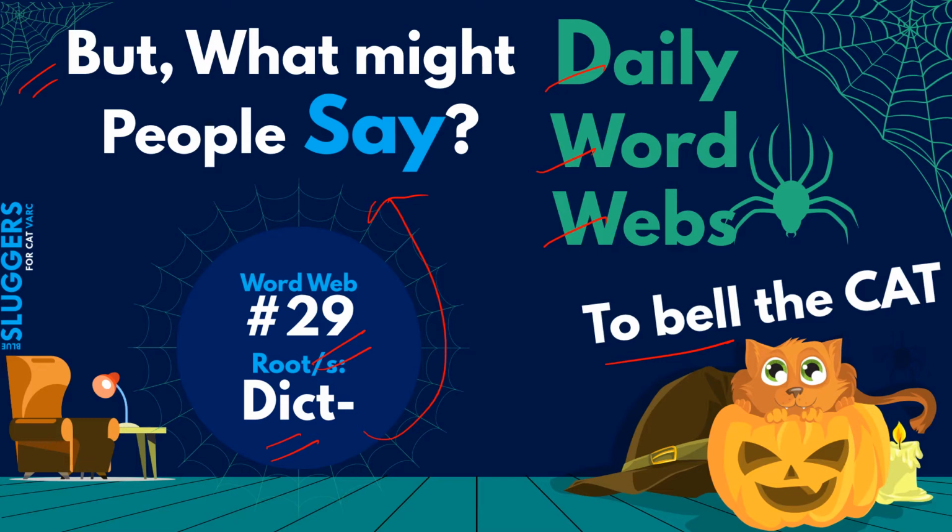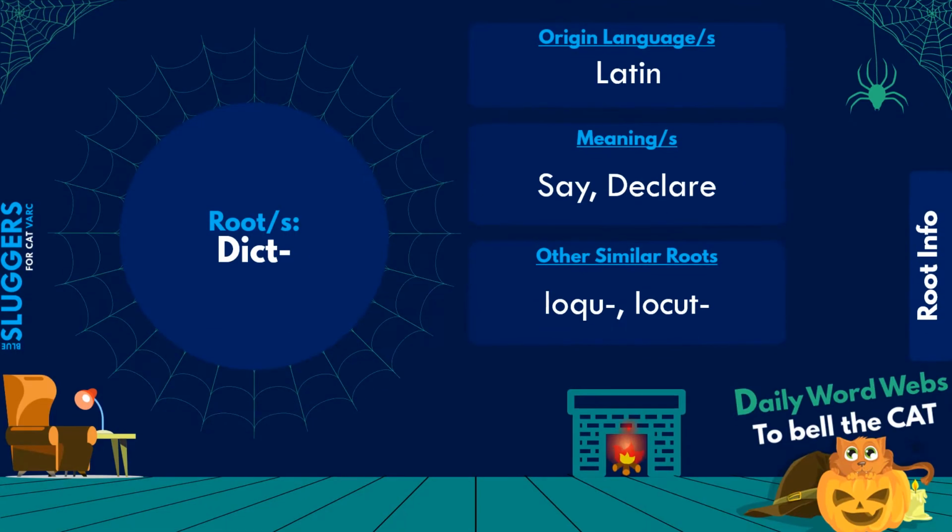So let's start with the session and we'll stick to vocabulary from this point onwards, I promise. As I said, the root dict stands for saying something or declaring something, and it has its origin in the Latin language. There are other similar roots, locu or locet. I think we discussed these roots in the earlier episodes. They also stand for saying something. Okay, so let's start with the words now.